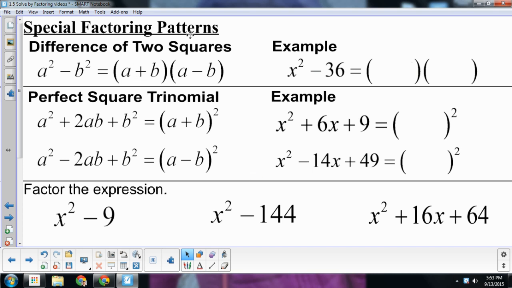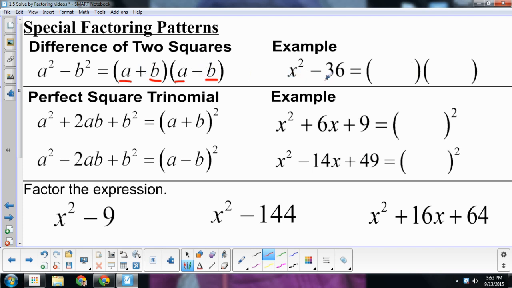The first factoring pattern we'll use is called the difference of two squares pattern. It starts with one square minus another square. And if that's the case, I can factor that into two binomial factors, both of which have the square root of the first term as the first term and the square root of the second term as the second term. Plus in the middle of one, minus in the middle of another.